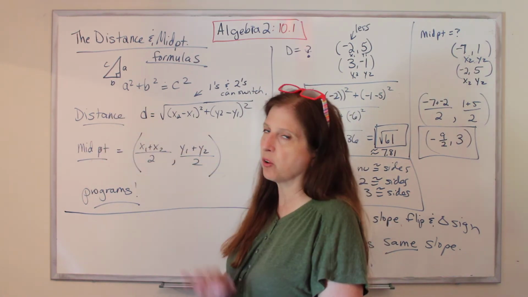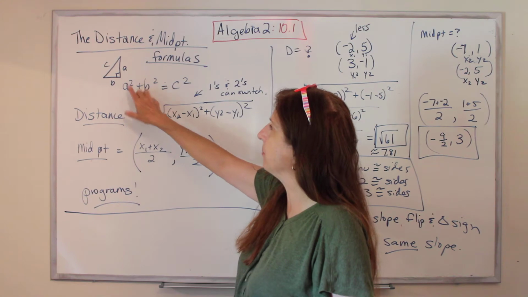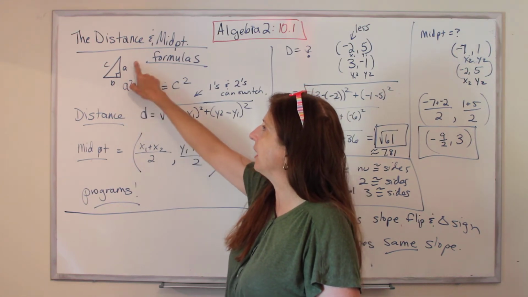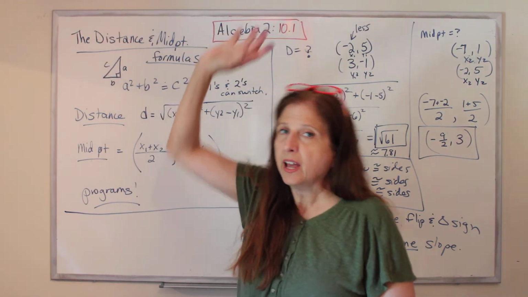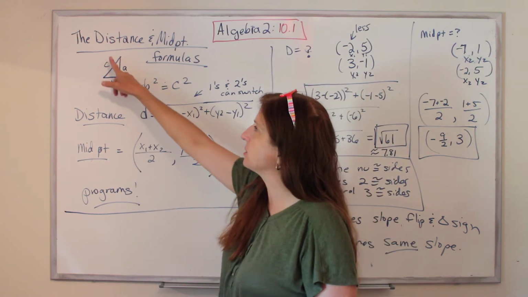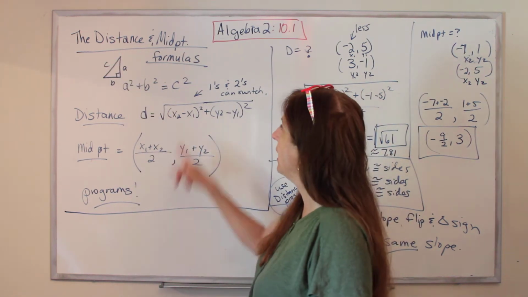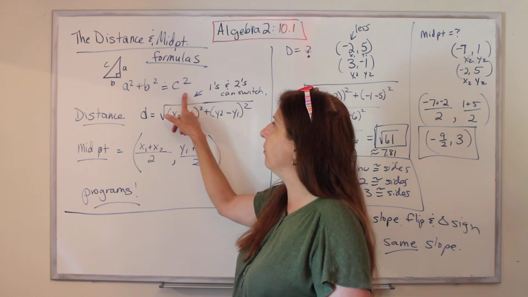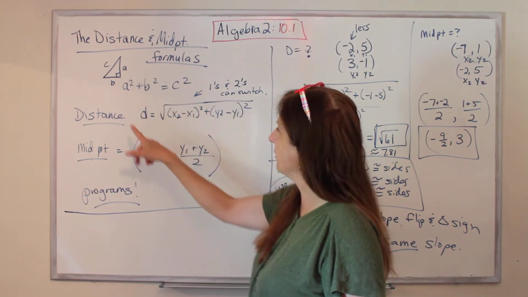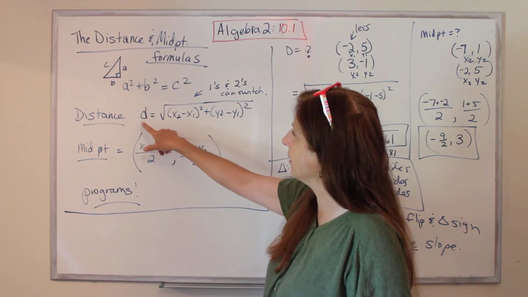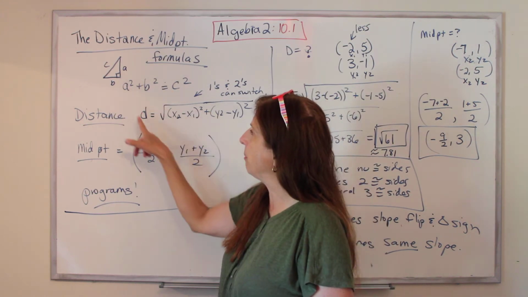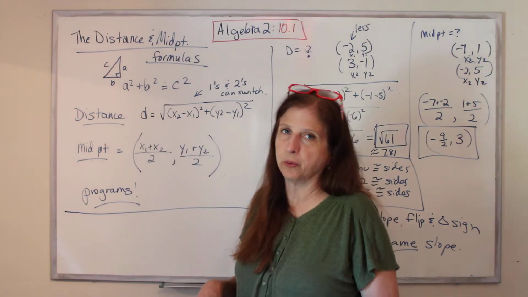Where the distance formula comes from is the Pythagorean Theorem. If you have a right triangle, a squared plus b squared is c squared. It doesn't matter which one's a and b, it's just c has to be the hypotenuse. If you wanted c by itself, then you'd square root both sides. And you can see that's what's happening here. The distance is the hypotenuse, and we have to square root it.